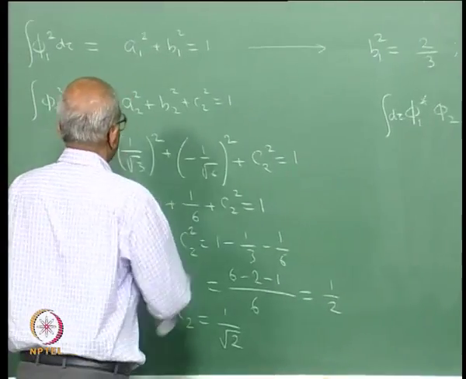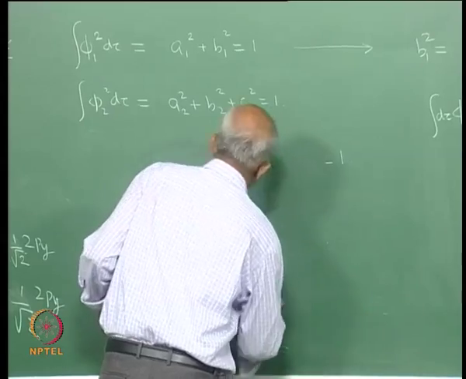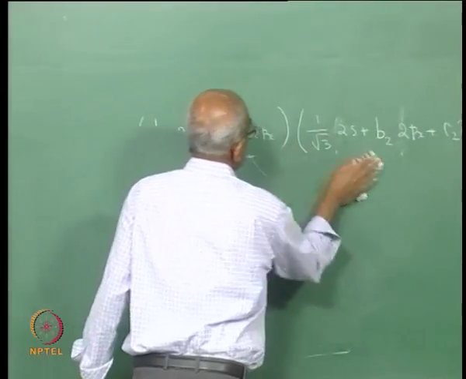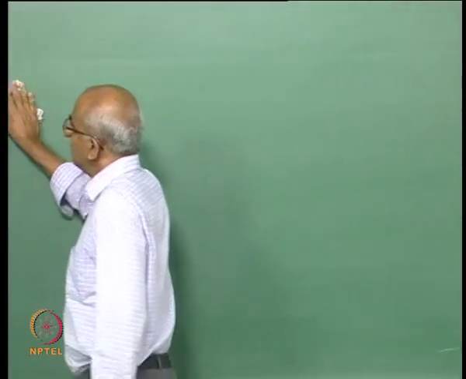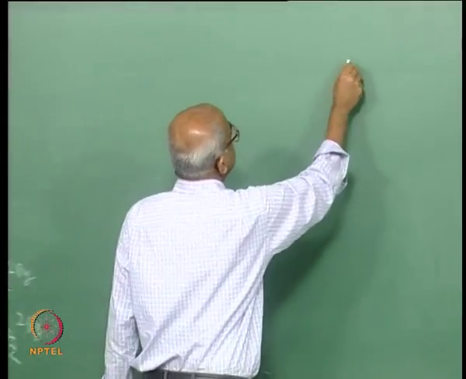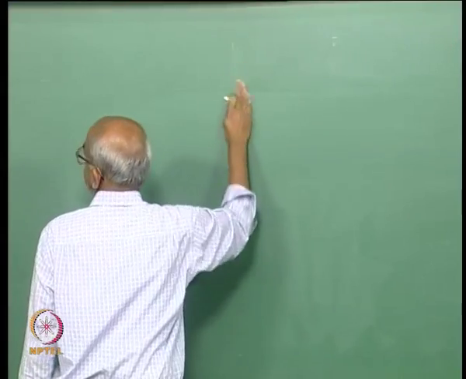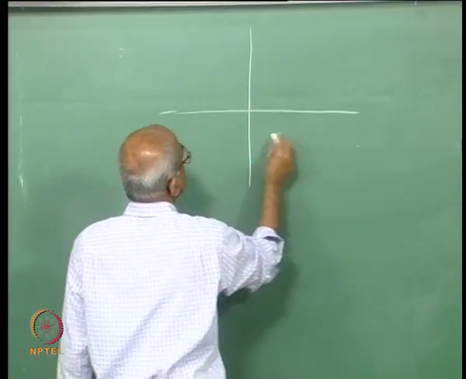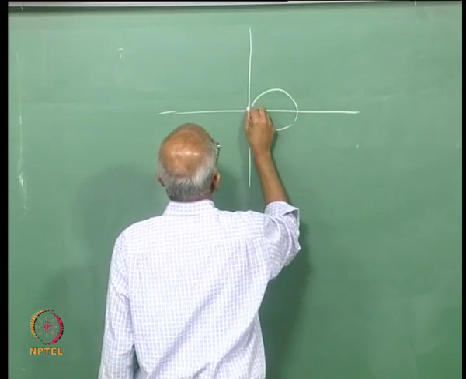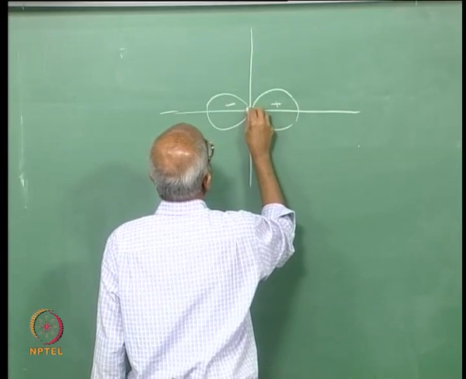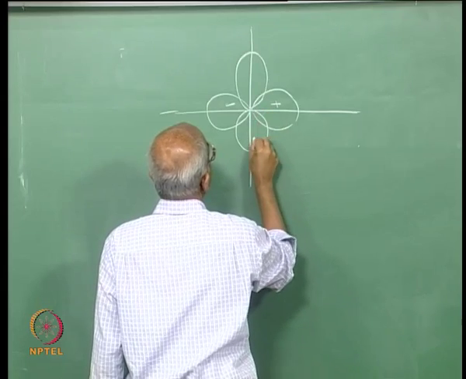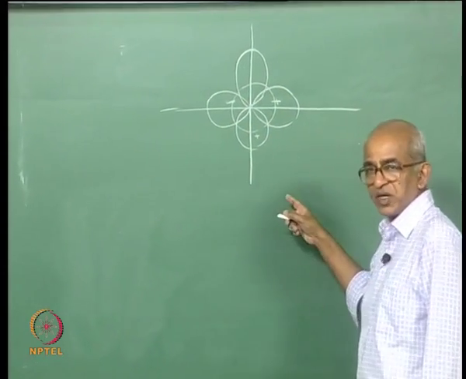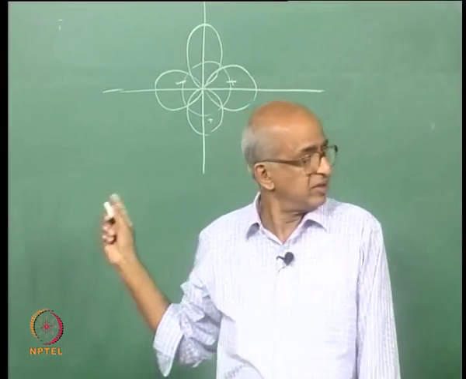So, having constructed these orbitals, I want to look at their shapes. So, this is my 2px, it is my 2py, and of course, if you try to represent 2s also in the same picture, the picture will become somewhat complex, and this is how it appears.